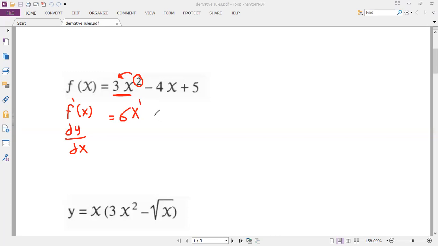is going to be 6x to the power of 1. Minus. What is the derivative of negative 4x? You know, negative 4x, the power here is 1. So multiply 1 by negative 4 is going to be negative 4. Then subtract 1 from the power is going to be x to the power of 0. So that negative 4x to the power of 0 is equal to negative 4, and x to the power of 0 is 1. Negative 4 times 1 is negative 4. So the derivative, the first derivative of negative 4x is going to be negative 4.